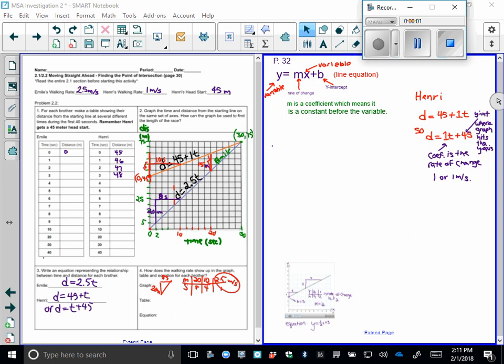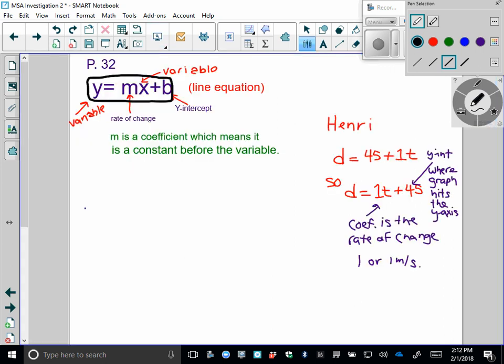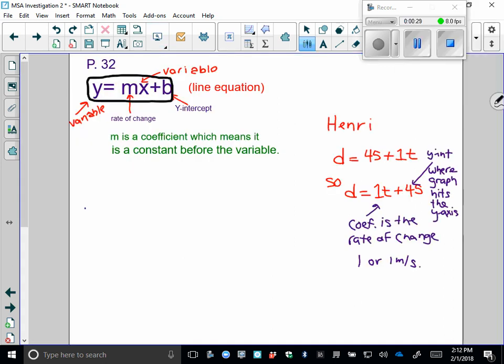So for this recording and class, we're just trying to understand the y equals mx plus b formula. That is a formula for a line. And we're going to use the Henry example. So we're looking at this formula here. And in your book on page 32, it talks about those letters. So just again, this little letter m is rate of change, b's y-intercept.